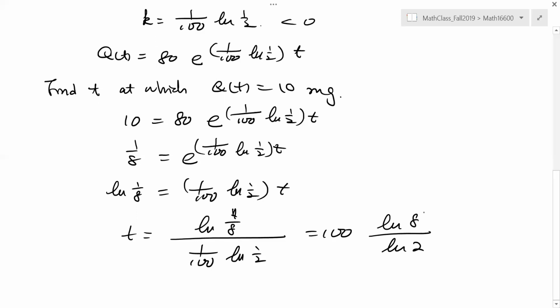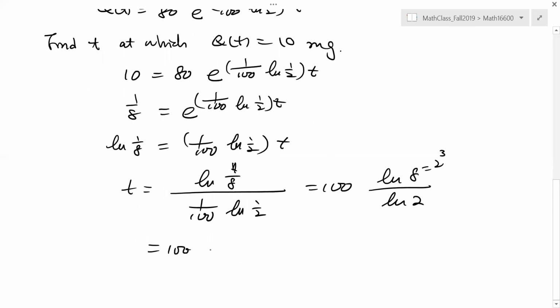But natural log of 8 is going to be 3 natural log of 2. So immediately you get 3 natural log of 2 over natural log of 2. So natural log of 2 is canceled out, and then the answer is 300. So 300 is the time when the quantity, the mass, is reduced to 10 mg, from 80 to 10.